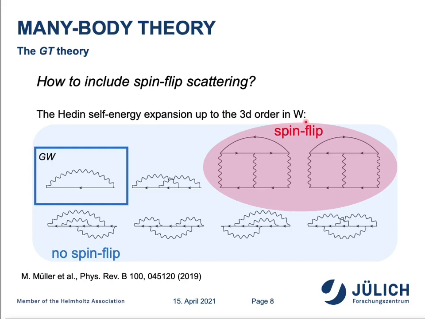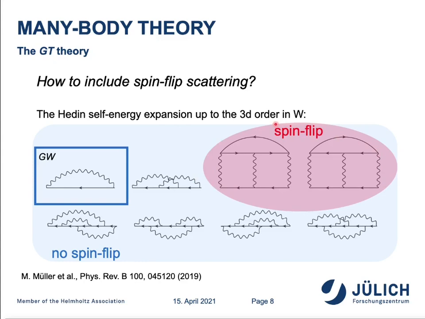In the figure, you can see the self-energy expanded up to the third order in W, where W is depicted with the wavy line. As you can easily recognize, the first-order diagram is the GW approximation. Looking just at the shape of the diagrams of the second and the third order, one can conclude that most of them do not include electron spin flips, similar to GW. Only two types of the third-order diagrams do contain the spin flip.